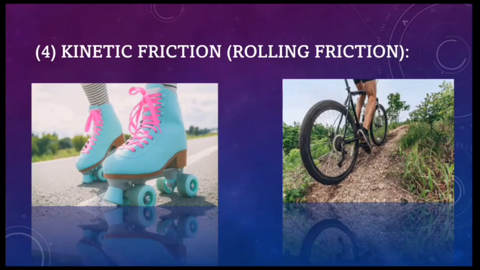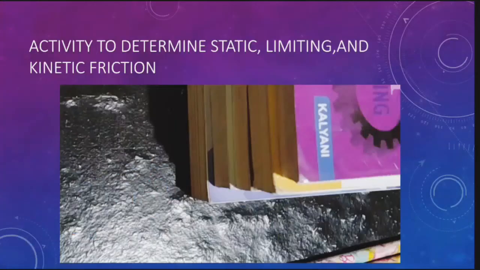Now, by observing the pictures, what do you think they are having in common? Yes, they are having a wheel or a spherical or cylindrical surface below them. So, when these spheres or the wheels are moving, their type of motion is rolling motion. So, the friction experienced between surfaces in motion in which one surface rolls over the other is called rolling friction. Now let us watch an activity to determine static, limiting and kinetic friction.